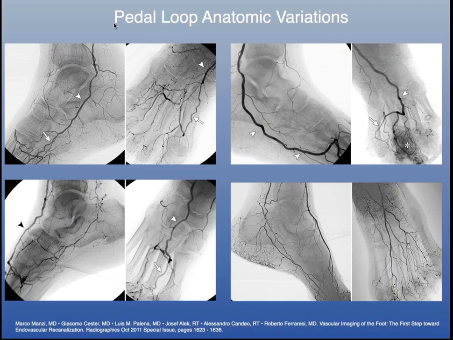Obviously, pedal loop and below ankle interventions, you really want to undertake those only in the setting of true limb salvage where there's really no other options, because there's a high complication rate. I'm sorry, the complications can be disastrous, right? So you obviously want to undertake this only in the most severe cases.